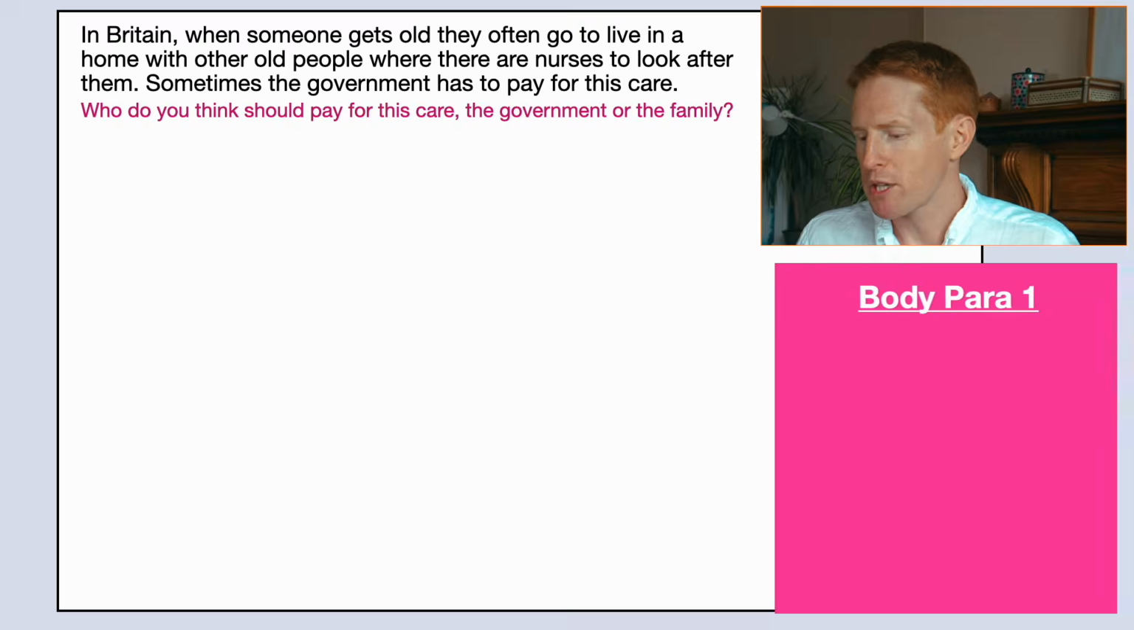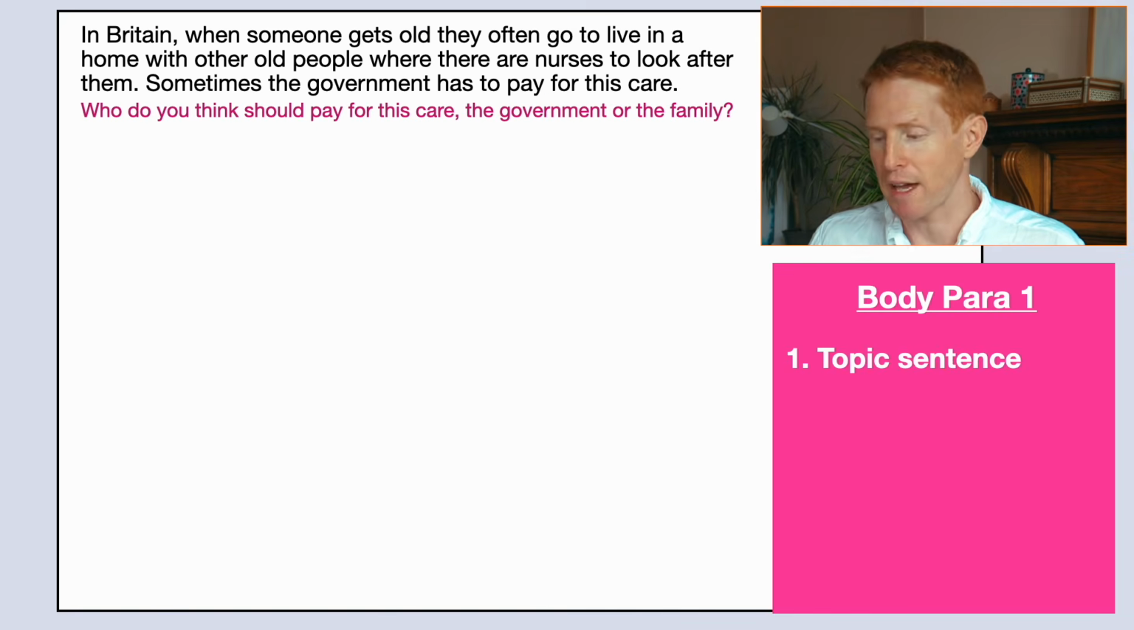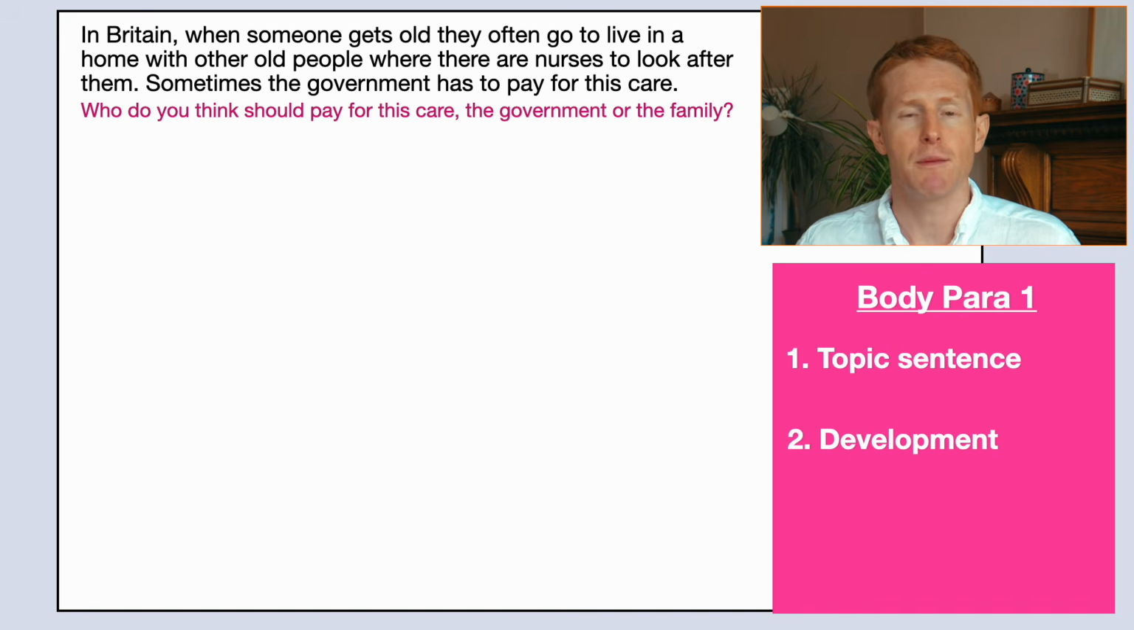So we're going to start with body paragraph 1, and this is where we're going to explain the side of the argument that we don't agree with. With all body paragraphs, we're going to try and include 3 things. We're going to have a topic sentence, which is a short sentence at the beginning of the paragraph that explains what's in this paragraph. We're going to have a development where we explain a little bit more information, sometimes with examples. And then finally, we're going to have a link or a rebuttal.